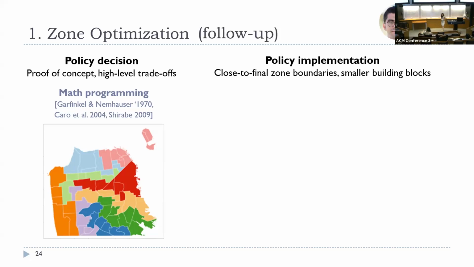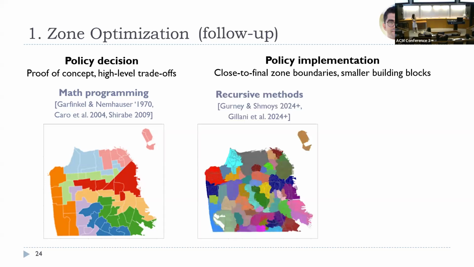And so in follow-up work, what we've been doing as part of policy implementation is to try to find close to final zone boundaries using much smaller building blocks. So about 5,000 building blocks instead of 50. And so when you do that, you get a really computationally hard problem that starts to look a lot more like political redistricting. And so we have this paper that is coming out very, very soon.